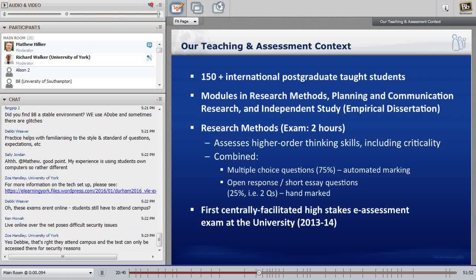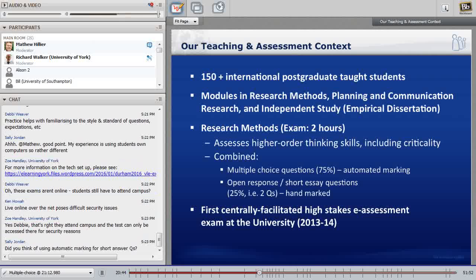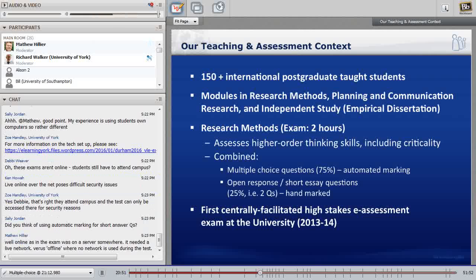And the purpose there was to use those open response questions to distinguish between knowledge and higher order thinking. And these questions were crafted to provide short scenarios in which students could evaluate a research instrument or imagine they were carrying out research on a particular topic and explain their research strategy. And those questions were manually marked.